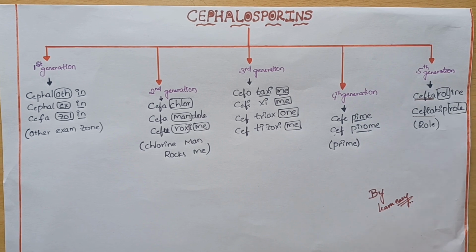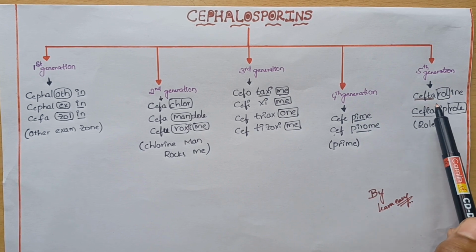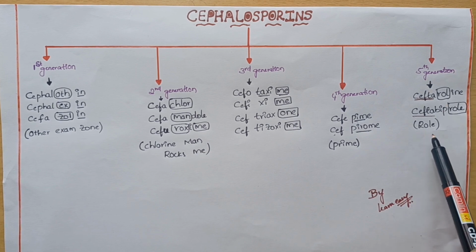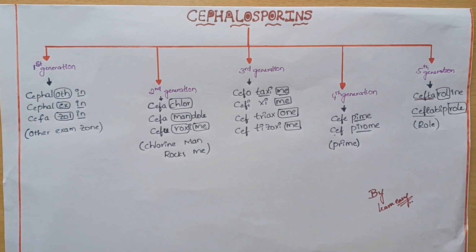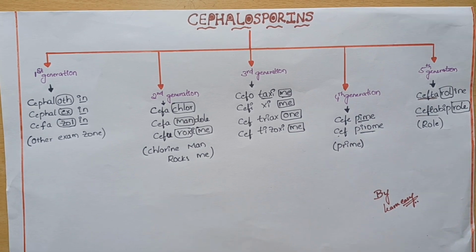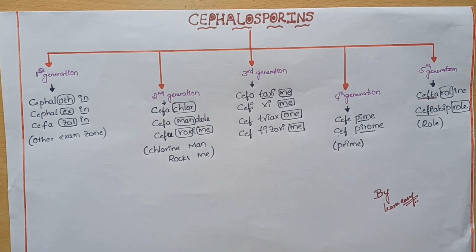Then fifth generation, drug starts with cephta, cephta. And remember a mnemonic role here. So ceftarolin and ceftabiprole. This gives your classification of cephalosporins. Practice this in this way. You can remember in exam very easily.